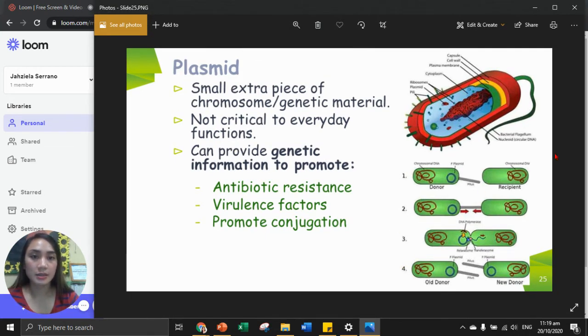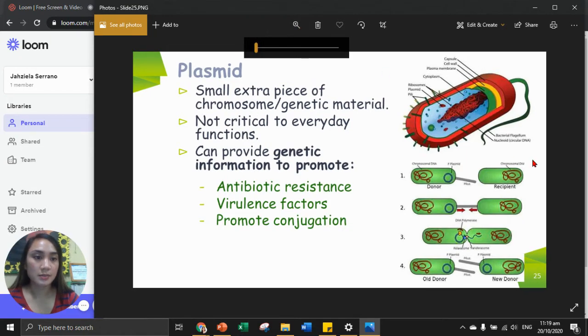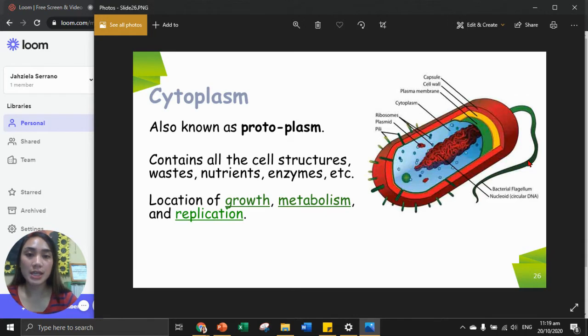Okay, next. Next. Okay, so we have the cytoplasm, the one fluid-like, yung blue natin. It's also known as protoplasm. So this contains all cell structure, waste, nutrients, enzymes, etc. So everything is almost floating around here. So it is a location of growth, metabolism, and replication.